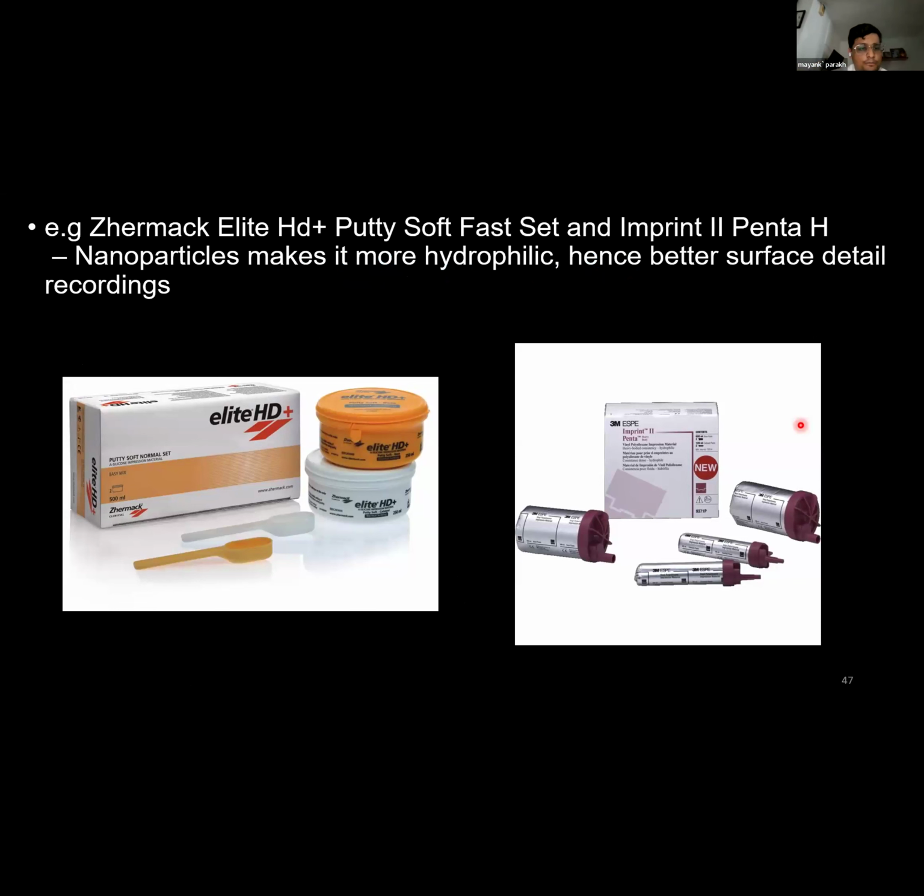So currently the Elite HD of Zermac, HD Plus, and the Imprenta 2 Penta from 3M ESP, both are addition silicone impression materials. They are in the market, which are hydrophilic because nanotechnology has been used in their formulation, and the surface recording details is highly accurate.